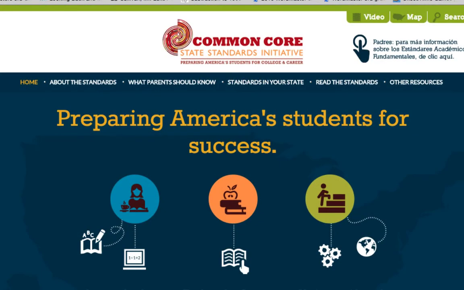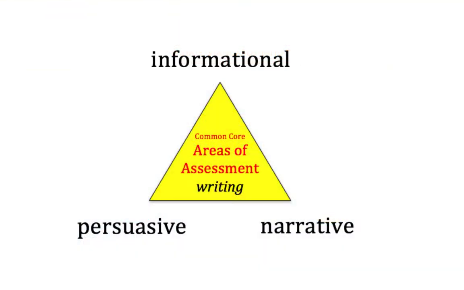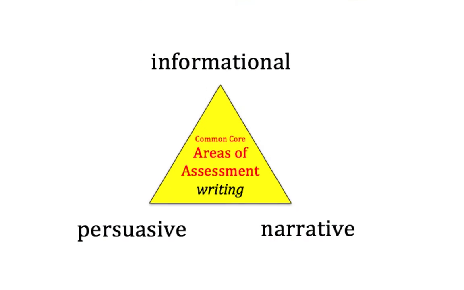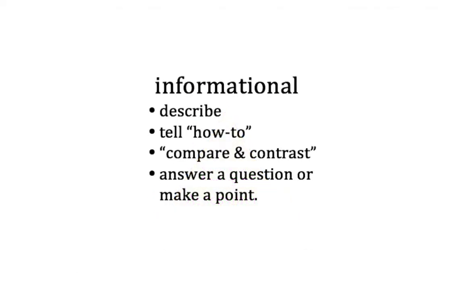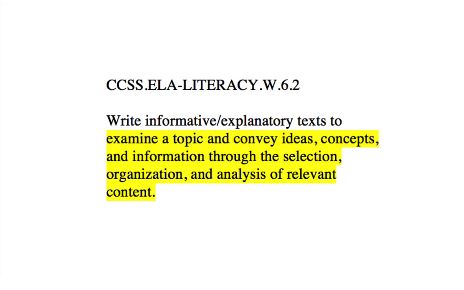The Common Core expects middle school students to be proficient using an informational writing structure. Four common informational thinking strategies are describe, tell how to, compare and contrast, and answer a question or make a point. This kind of writing examines a topic and conveys ideas, concepts, and information about the topic.